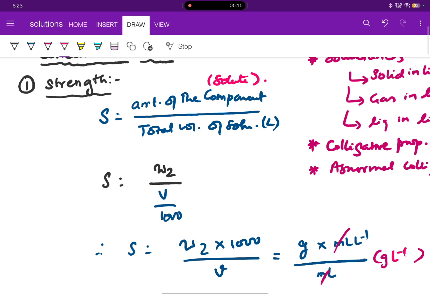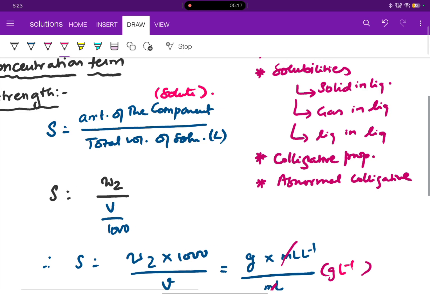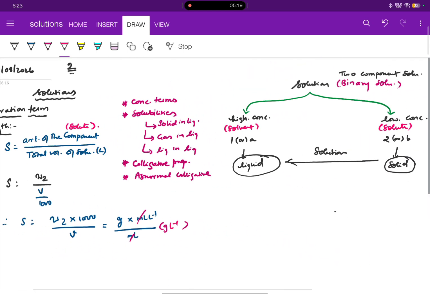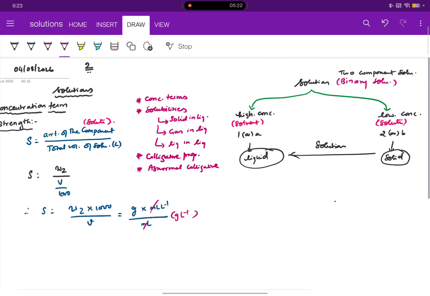Sir, the flow chart மாதிரி எழுதுறீங்களா அதை மட்டும் காட்டுறீங்களா சார்? Yes.